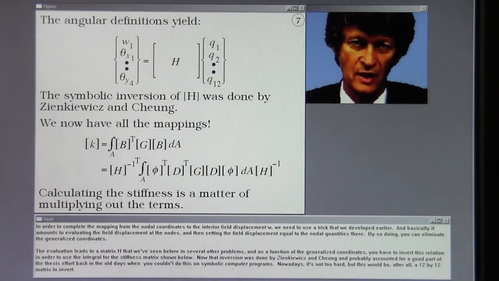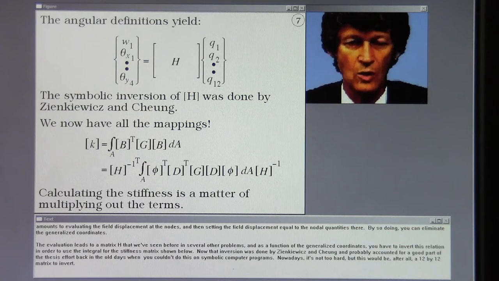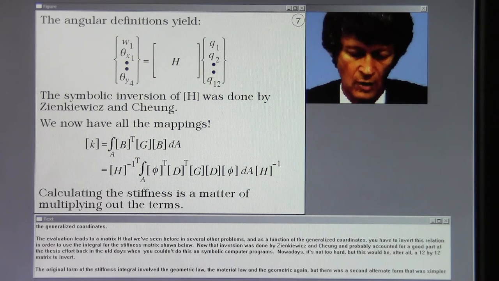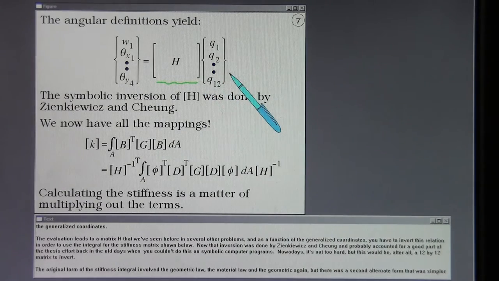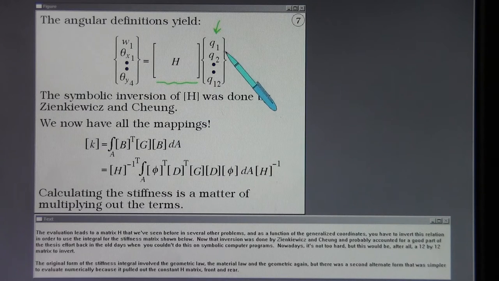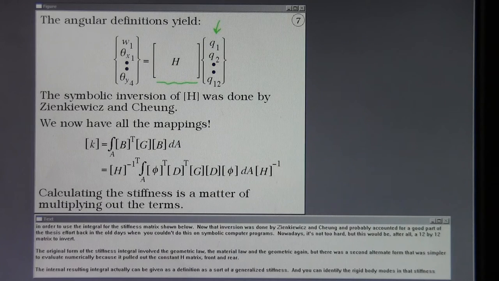In order to complete the mapping from the nodal coordinates to the interior field displacement W, we need to use a trick that we developed earlier. And basically, it amounts to evaluating the field displacement at the nodes and then setting the field displacement equal to the nodal quantities there. By so doing, you can eliminate the generalized coordinates. The evaluation leads to a matrix H that we've seen before in several other problems, and as a function of the generalized coordinates, you have to invert this relation in order to use the integral for the stiffness matrix shown below. Now, that inversion was done by Zienkiewicz and Cheung and probably accounted for a good part of the thesis effort back in the old days when you couldn't do this on symbolic computer programs. Nowadays, it's not too hard, but this would be, after all, a 12 by 12 matrix to invert.